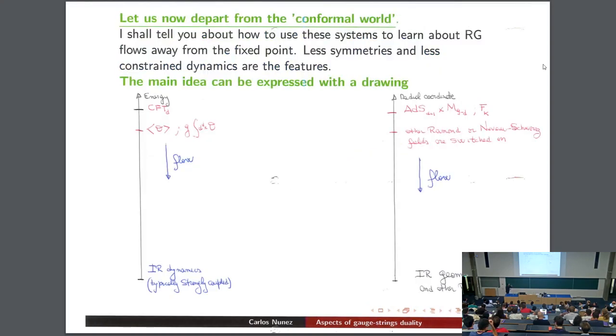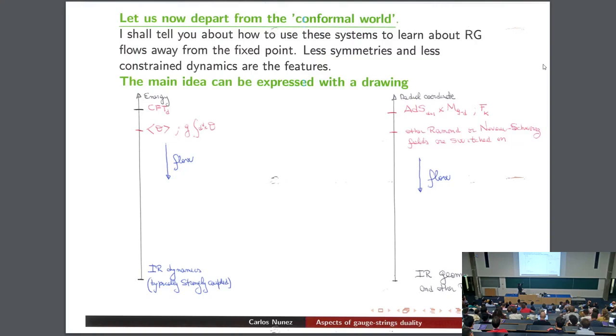So what I want to discuss now is how to use this family of 4D N=2 conformal theories in order to leave the conformal world and go into something that is going to end up in a gapped theory. Okay? So the idea is something that many of you are very familiar with. Field theoretically, you use that conformal theory as a UV fixed point, you deform by a relevant operator, you flow into some interesting dynamics, typically strongly coupled.